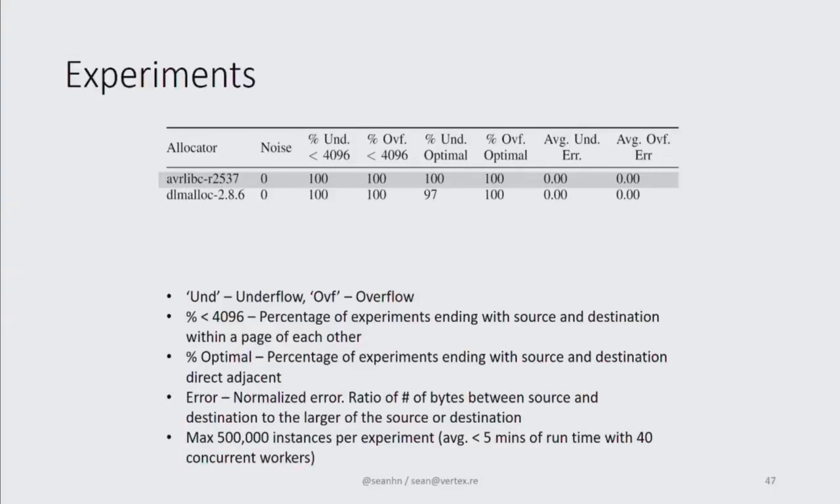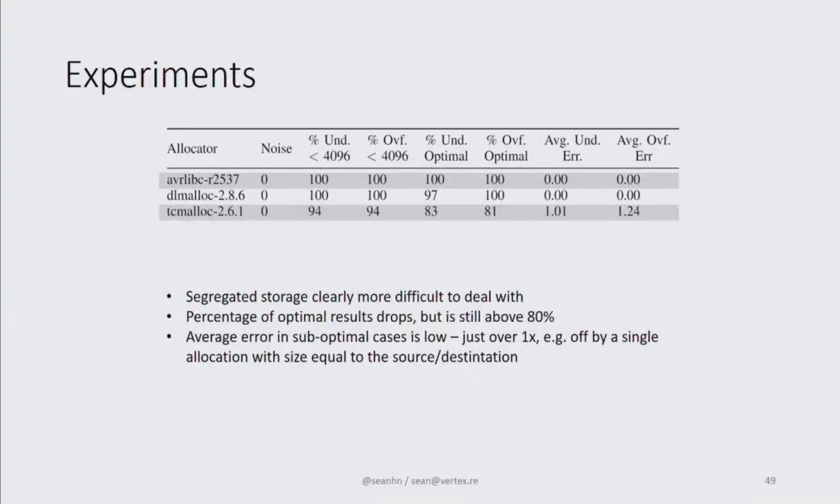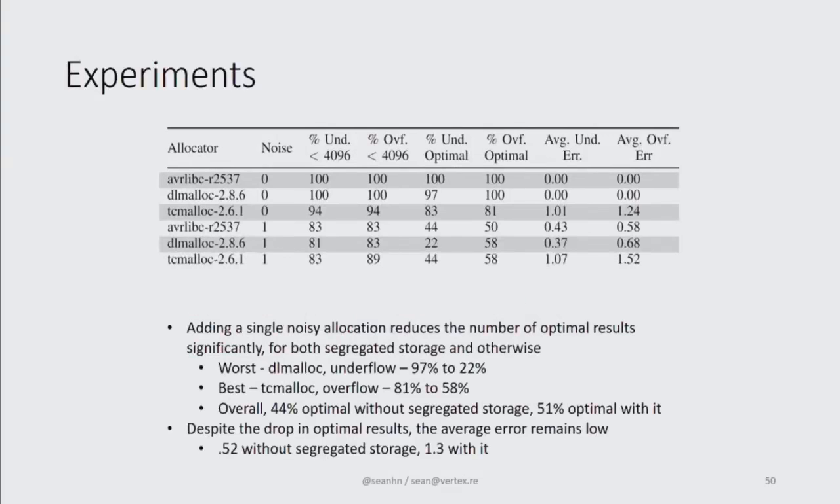What we can see is for AVR libc and dlmalloc, which both don't use segregated storage, we could solve almost all of the instances using random search, which is worth knowing. We then add tcmalloc, a segregated storage-based allocator. And what you can see is, even with no noise, first of all, we get a drop in the number of optimal solutions achieved. So we can see that segregated storage has this impact. Then once we add noise, we get a drop from previously, say with dlmalloc, where we were solving 97% of the instances, down to 22 in this case.